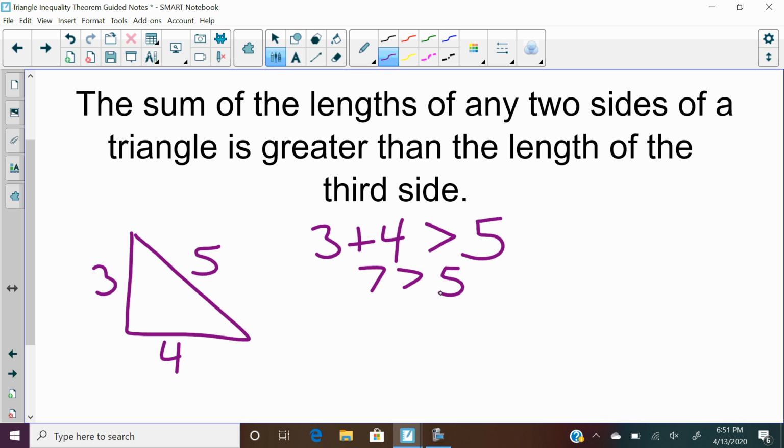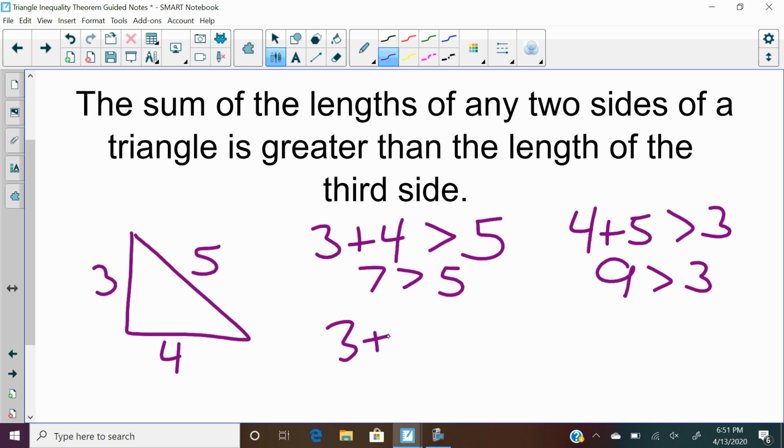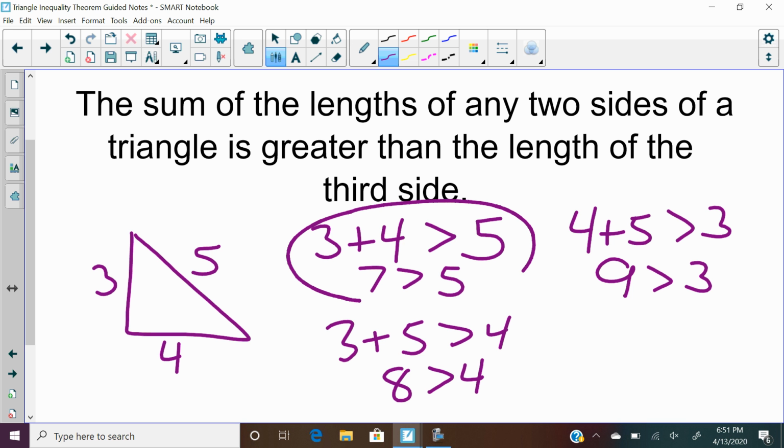I can also do 4 and 5. 4 plus 5 is greater than 3, which is true. 9 is greater than 3. And then I could do 3 and 5. 3 plus 5 is greater than 4, because yes, 8 is greater than 4. Realistically though, if the two smallest sides are bigger when you add them together than the third side, the longest side, then it is definitely a triangle, because then all the other ones would work as well.